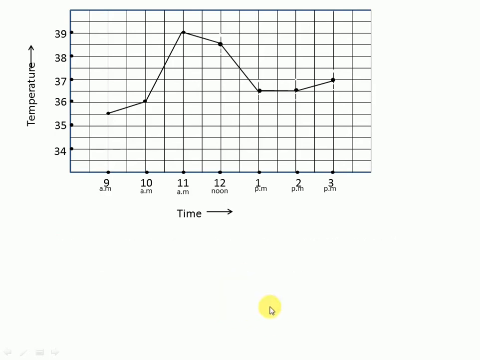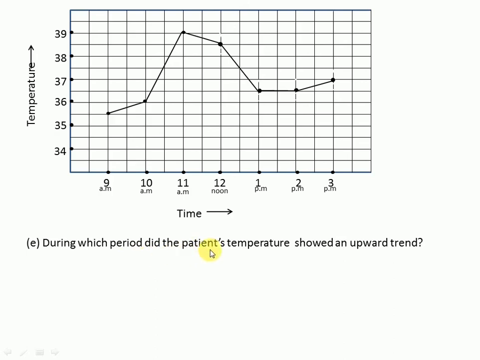Let's go to the next question. During which period did the patient's temperature show an upward trend? Upward trend means going in an upward direction, or we can say the temperature is increasing. See here, first point and second point, it is going upward. So mark it as upward trend. Now the second point and third point are also going upward, that is increasing the temperature. Mark it here also.